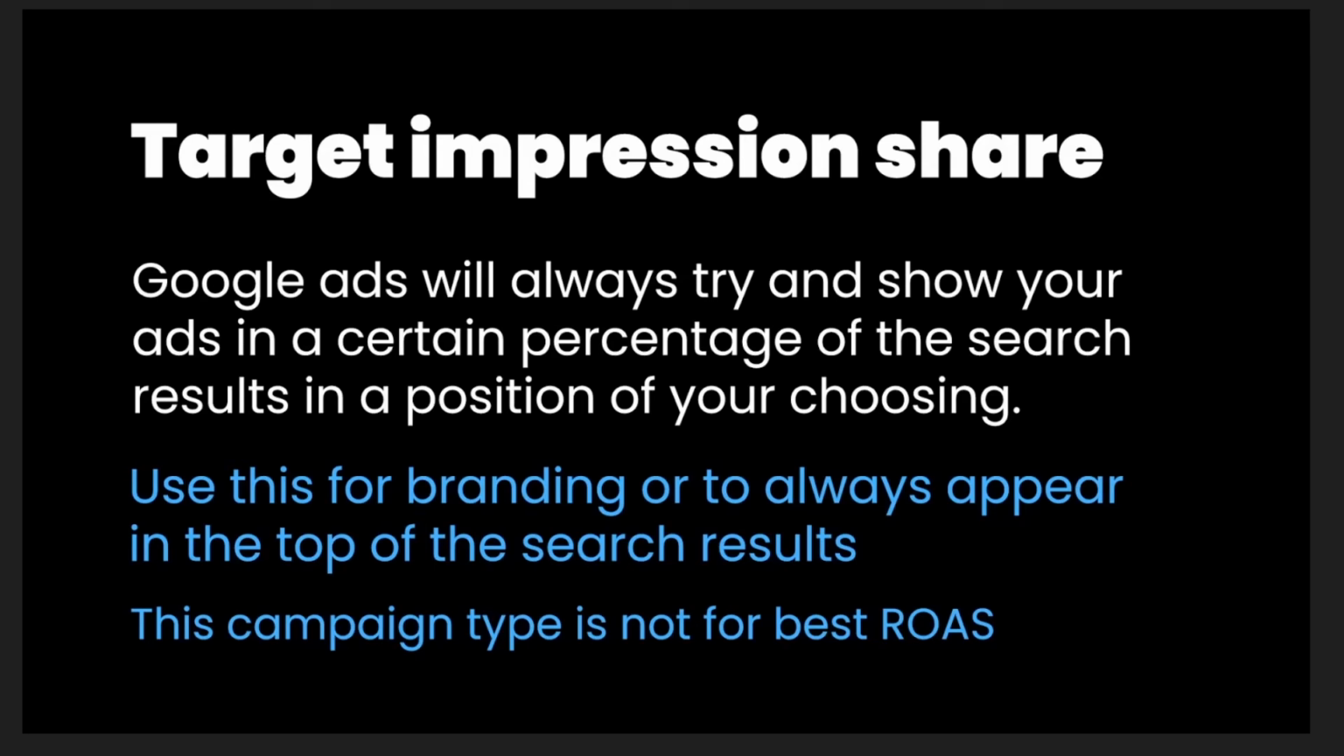Moving on, target impression share. Now with target impression share, this is purely for your marketing or your branding. Let's say, for example, that you are running a high-end company and you've got mega resources to spend, and all that you want to do is appear first on the search results before your competitor. This is where you would choose target impression share. So target impression share means that Google will always try and show your ads in a certain percentage of the search results in a position of your choosing.